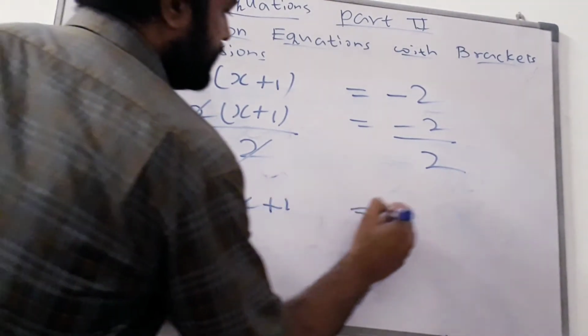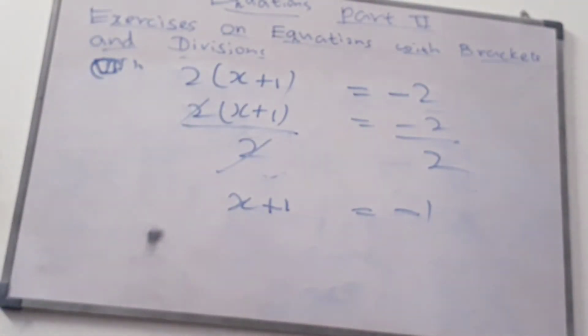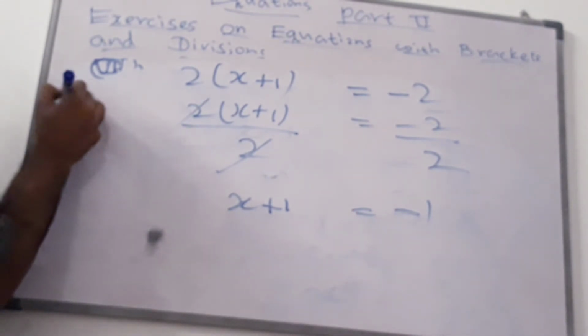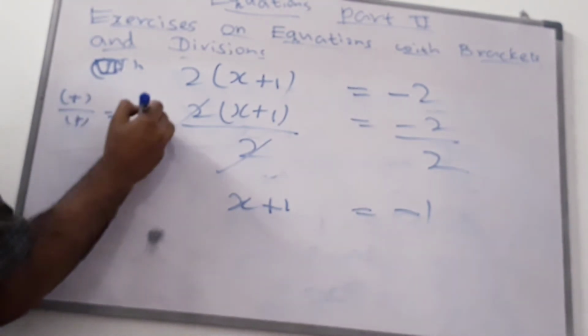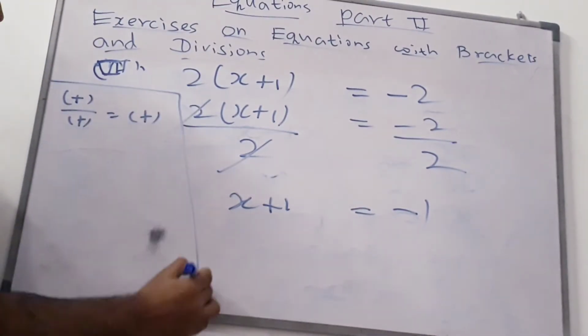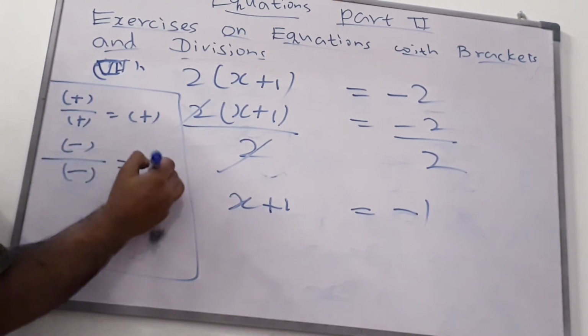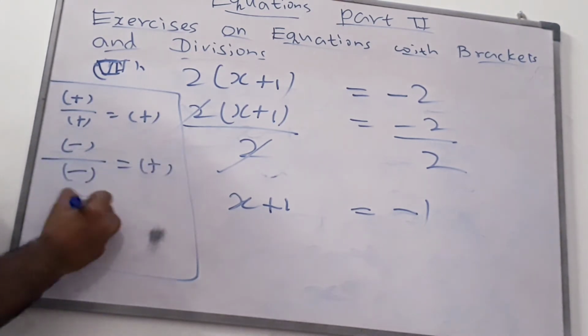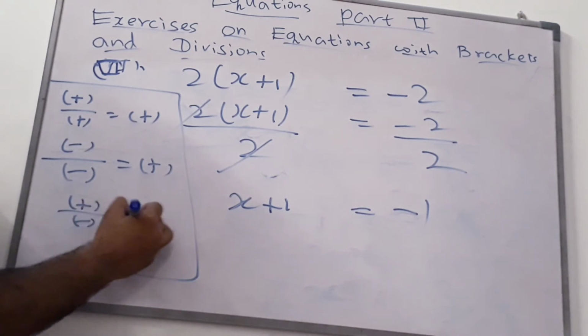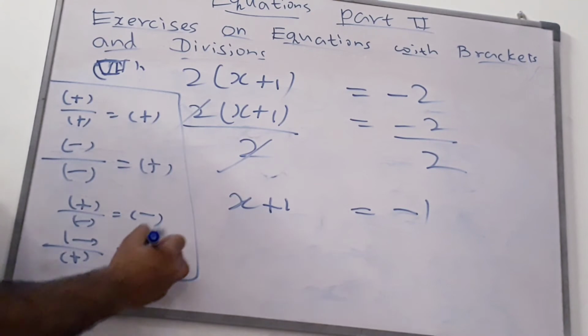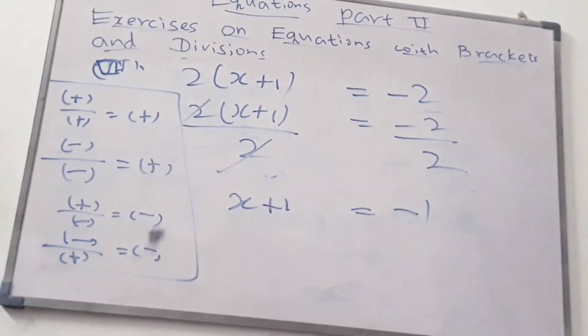x plus 1 is equal to minus 1. Okay, before that, keep this in mind. Plus divided by plus means plus. Same as minus divided by minus means also plus. Plus divided by minus means minus. Same as minus divided by plus means minus. Here, minus divided by plus, so the answer should be minus.